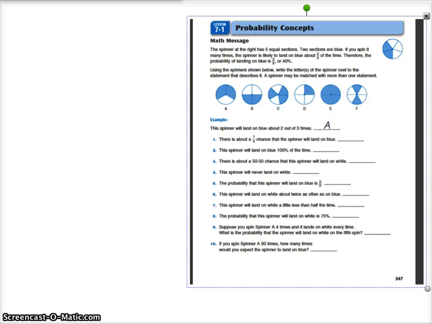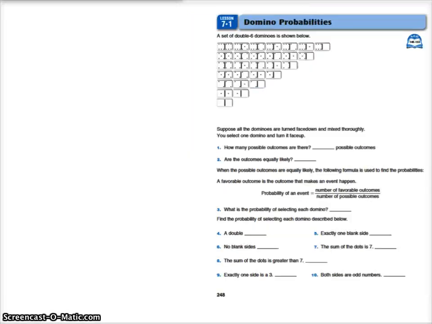So I need 4 chances. So that means that I can only look at B, D, B and D. That's it. So if we're landing on blue, I know right here we have 2 out of 4, so that's not correct, so I see that it must be D, so I would write D. There's a 1 in 4 chance of the spinner landing on blue. Okay, you get the gist of it? I think you can work on the rest. We'll go to the next page.